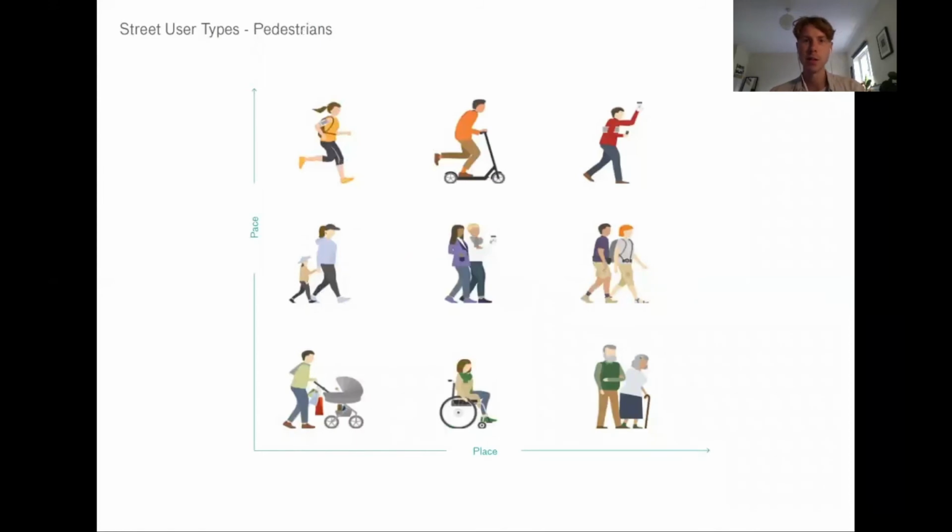Likewise, for pedestrians, an elderly couple will cross the street much more cautiously than a person jogging. These differences in types of street users and the place of movement would all factor into the behavior analysis you record.